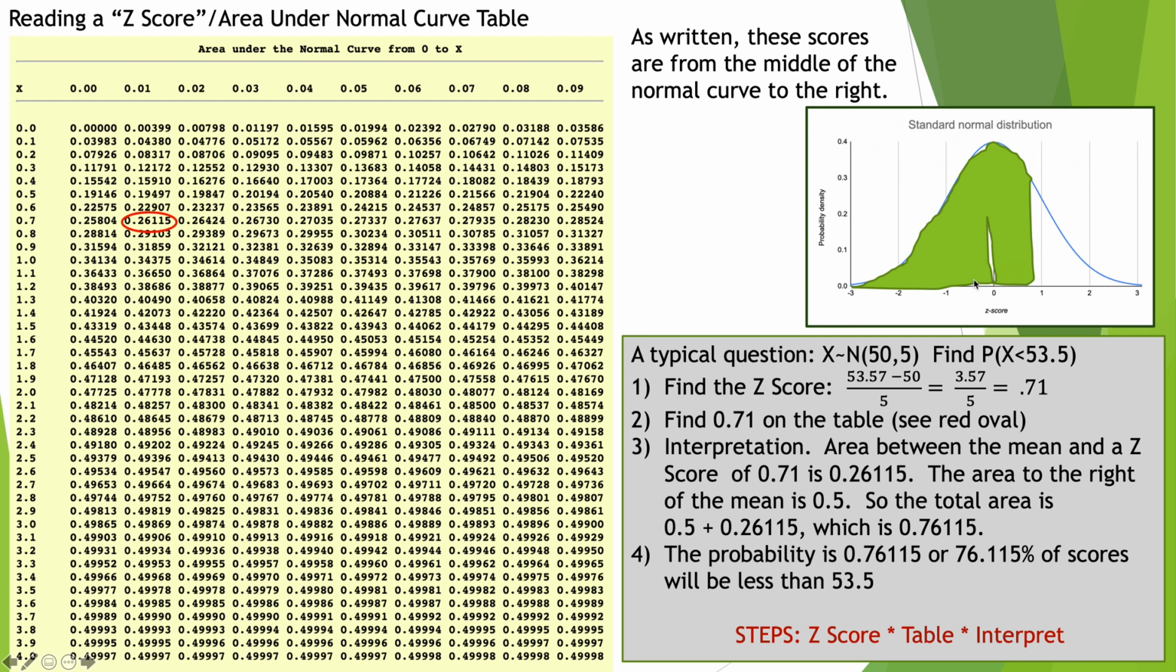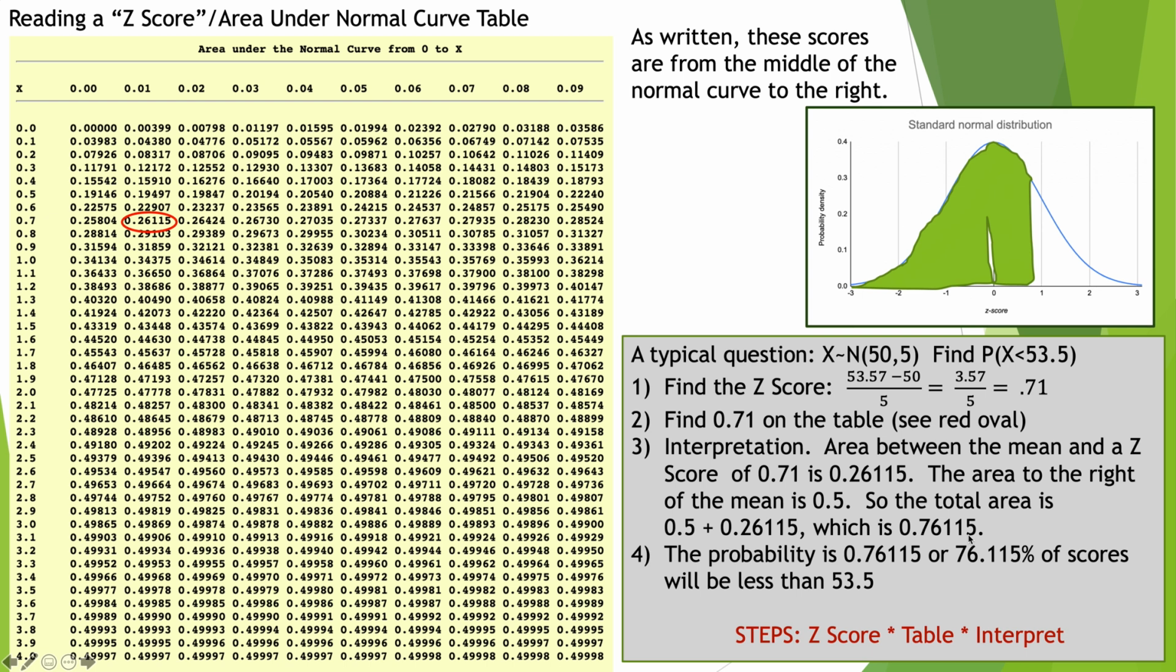You need to remember that I want to go all the way out to this region, so I also have to add in the 0.5, because the whole area under the normal curve is 1, and the left-hand half of the normal curve is 0.5. It's half. So I have to do 0.5 plus 0.26115. I add that up and I get 0.76115. So that's the total area.